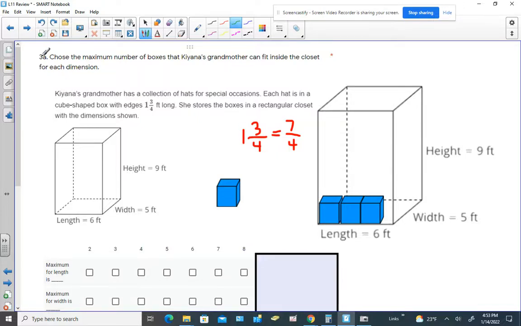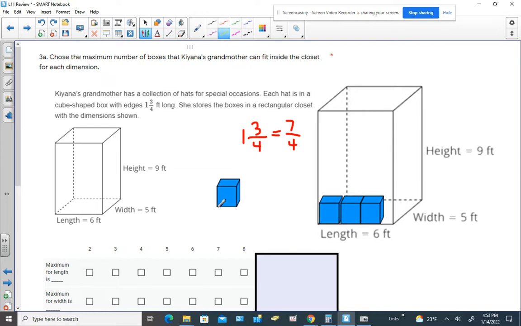We're looking at question 3A. Choose the maximum number of boxes that Kiana's grandmother can fit inside the closet for each dimension. Kiana's grandmother has a collection of hats for special occasions. Each hat is in a cube-shaped box with edges of 1 3/4. So what does that mean?